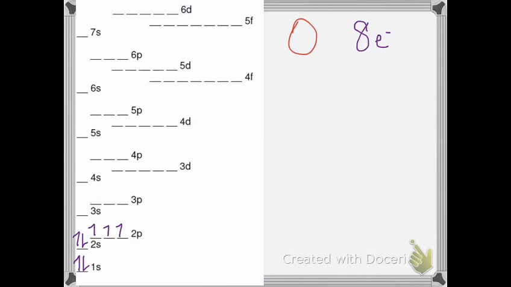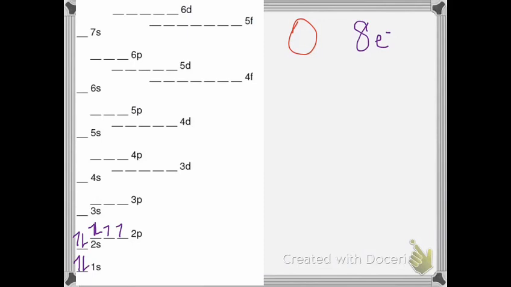How many electrons do I have here? Let's see, 1, 2, 3, 4, 5, 6, 7. So we've got 7 electrons. How many do we have left? 1 more. So where do I have to put that? Put it with your first arrow that you drew for 2p. So if we have one in each, we have to go back and pair. We can't go up to a new energy level until we've got 2p filled.